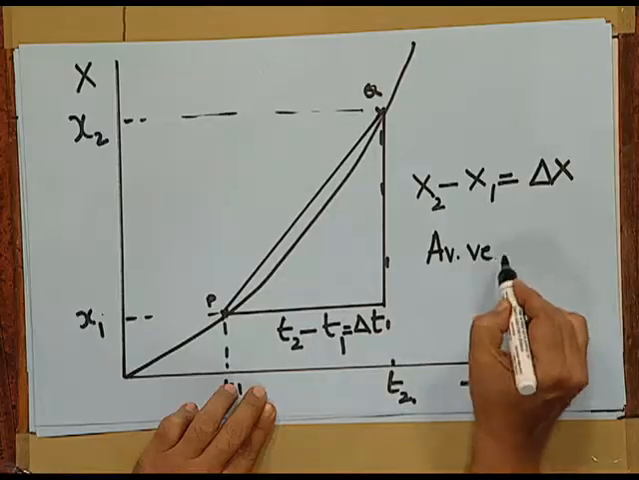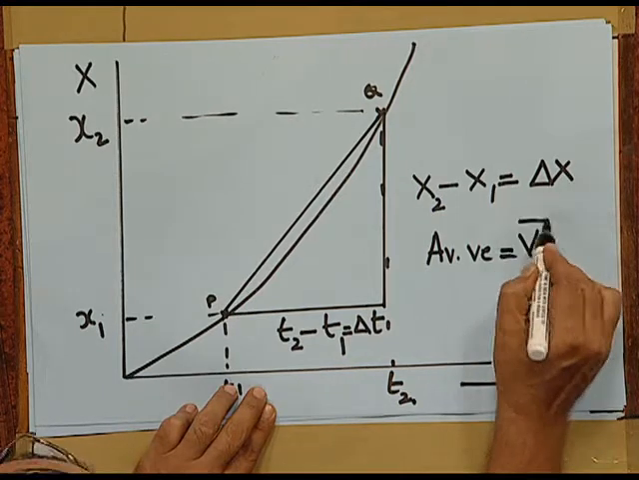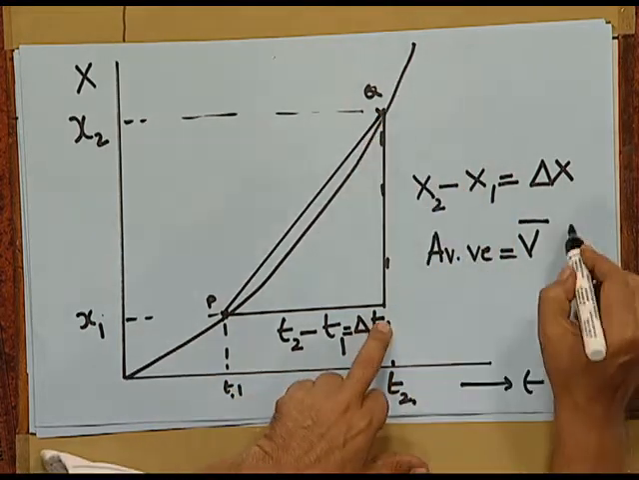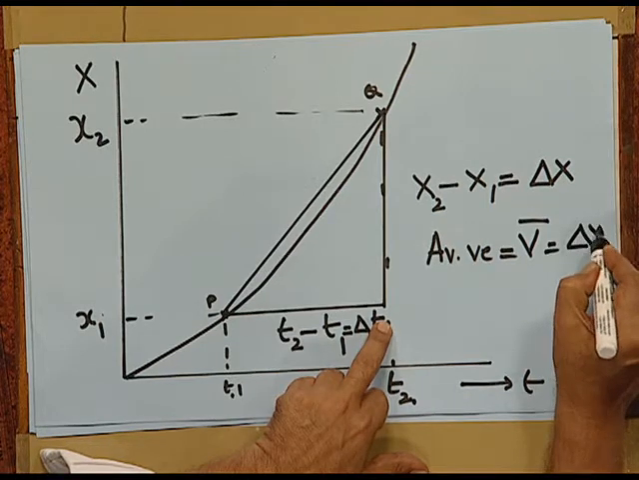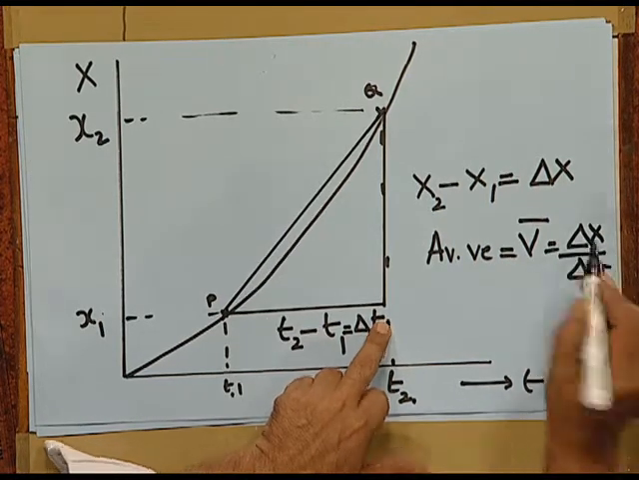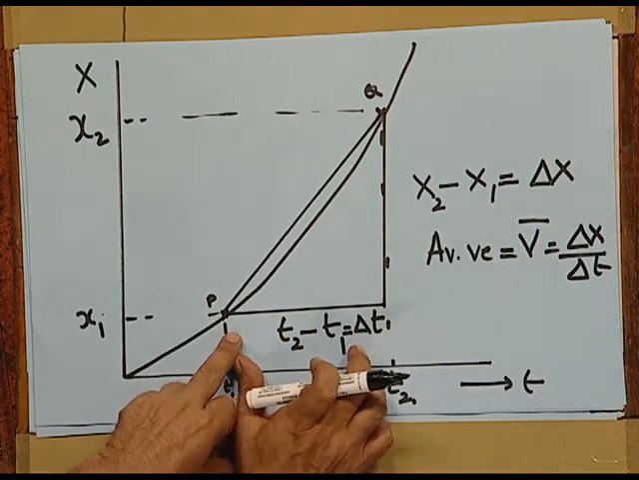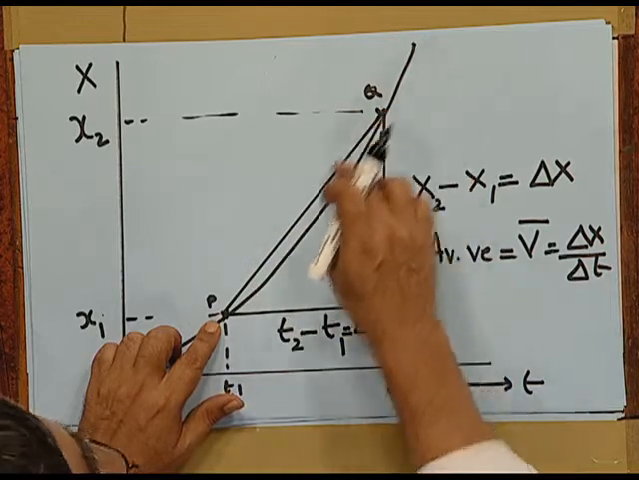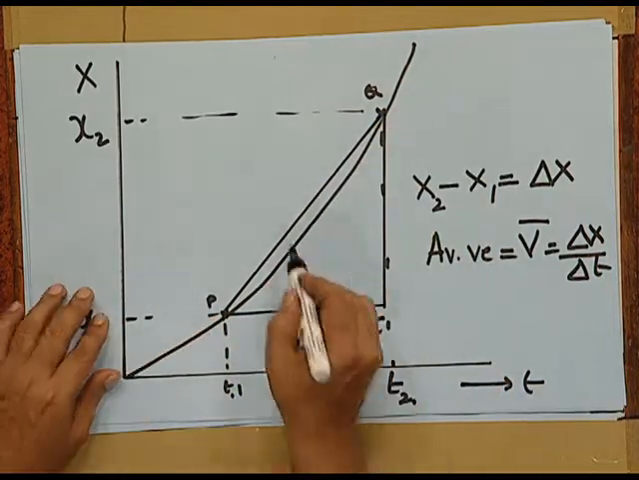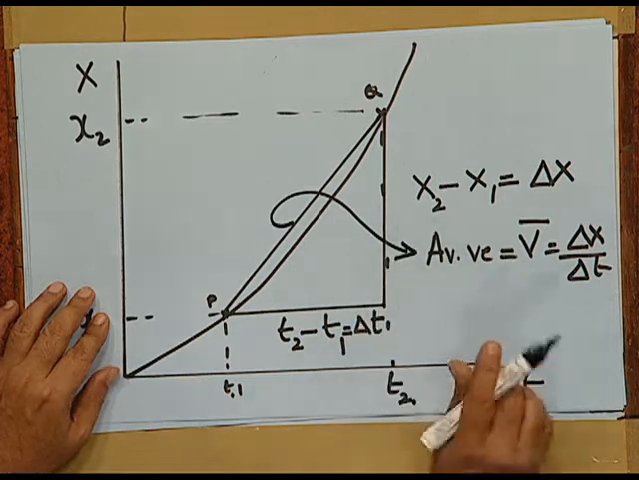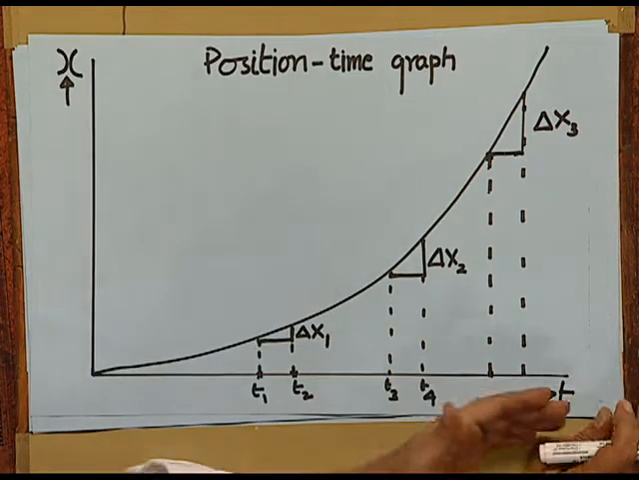When we say average velocity, which is represented by v bar, here we mean delta x by delta t. Look at the graph, that is the height of this triangle divided by the base of this triangle, which we call the slope of this line PQ. Slope of the line PQ represents the average velocity in the interval t1 to t2. Let us look at another graph of the same motion represented by x versus time graph.